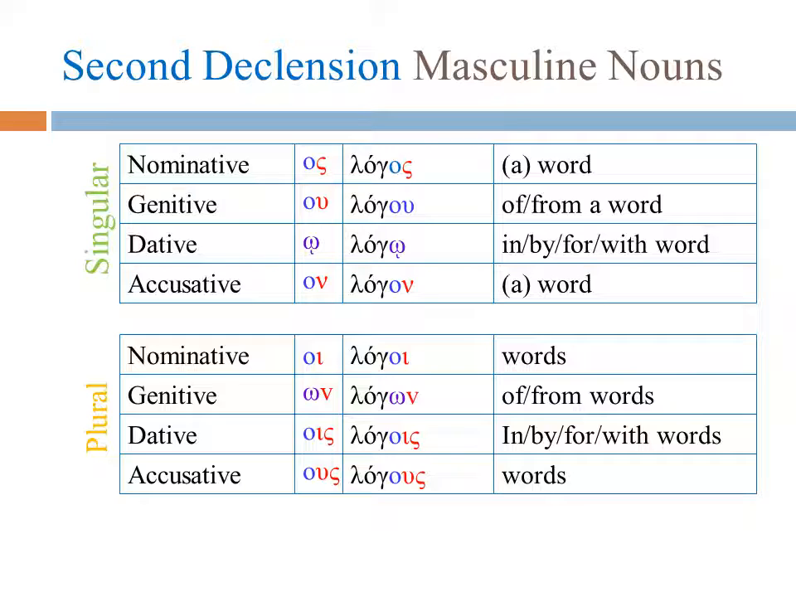The other way to do it is remember them attached to a word. Logos, logou, logo, logon, logoi, logon, logois, logous. And that way, all you have to do is change the first part of it, but you've remembered the stem.